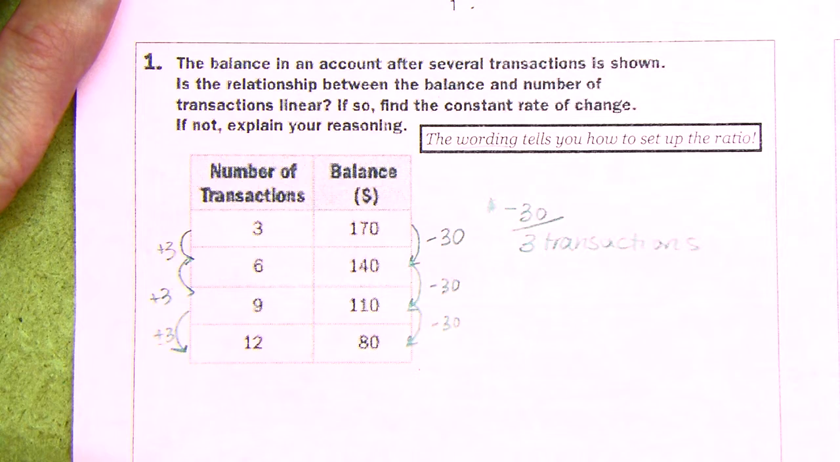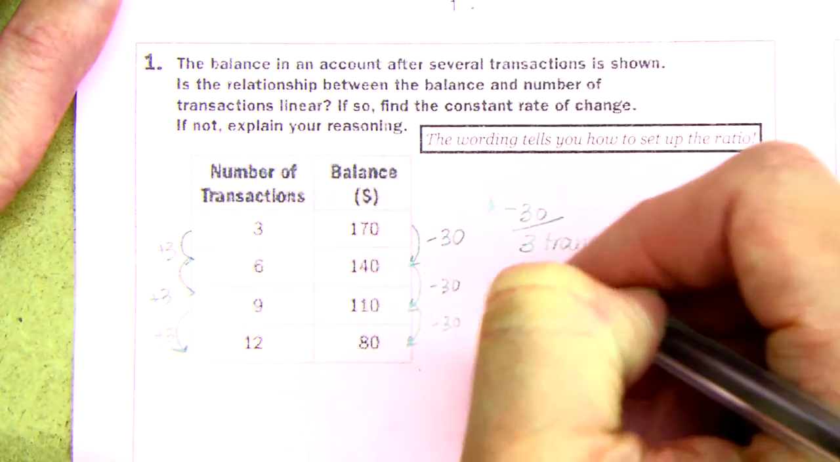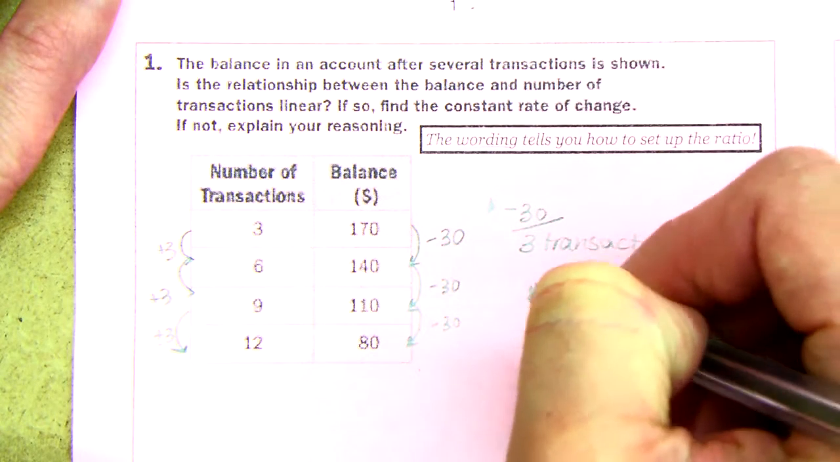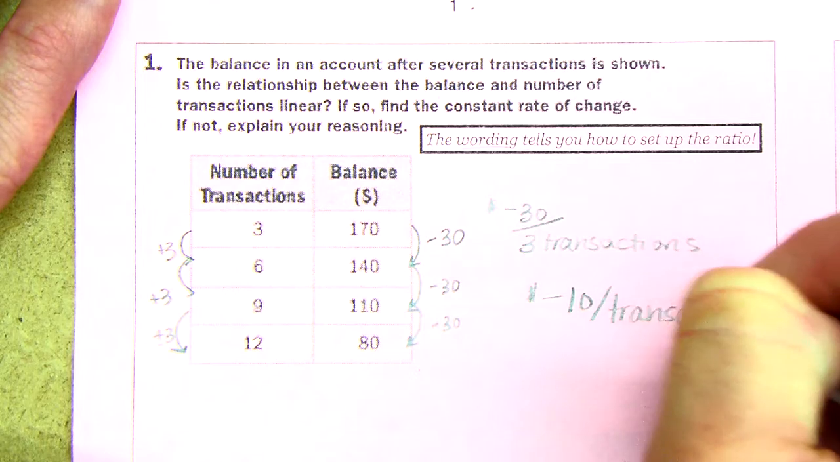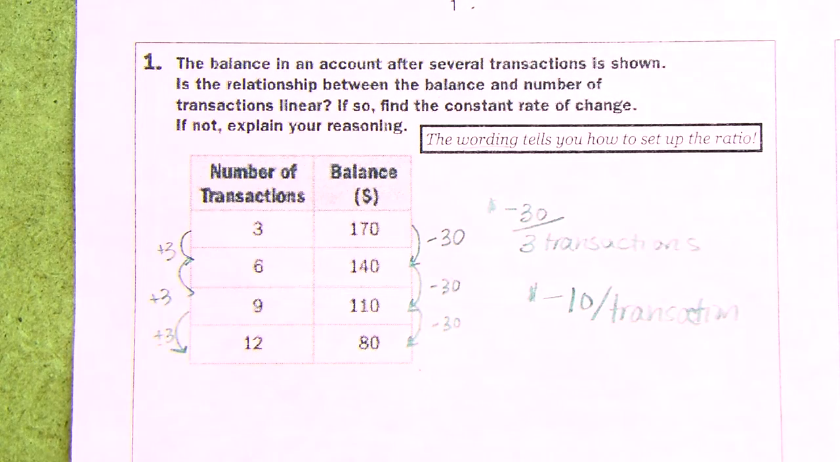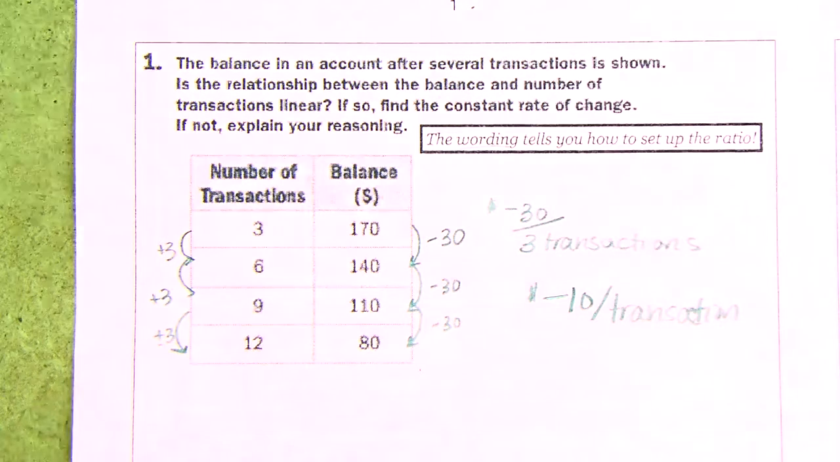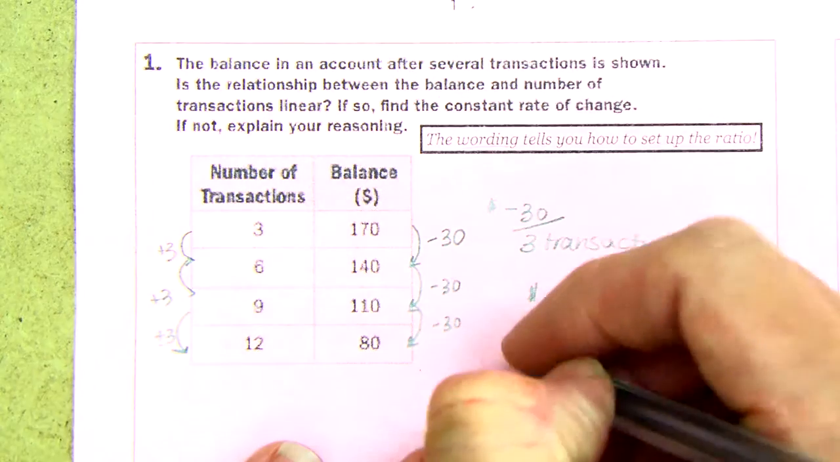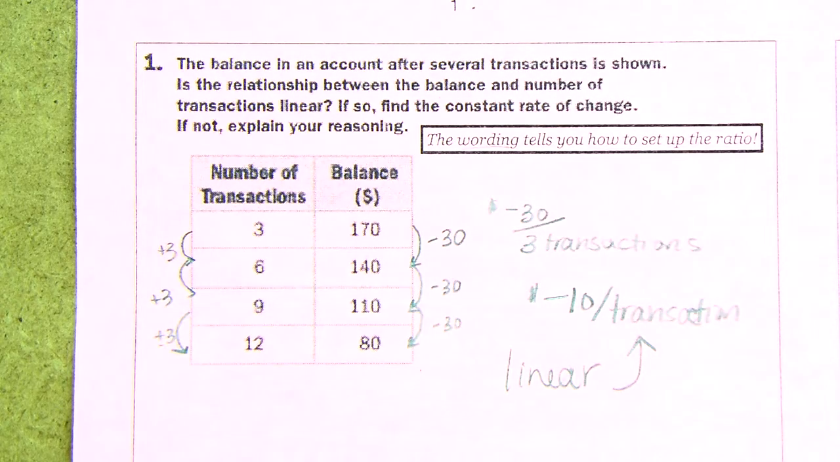So the rate, if we simplify that, is negative $10 per transaction. Okay, that means on every transaction, it's going down $10. The negative here just means it's reducing by $10 every transaction. So yes, this is linear. And here's my constant rate of change.